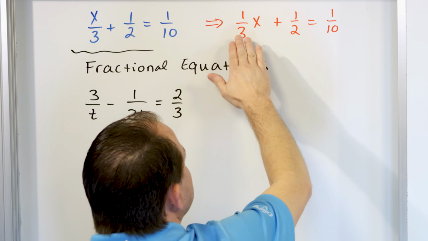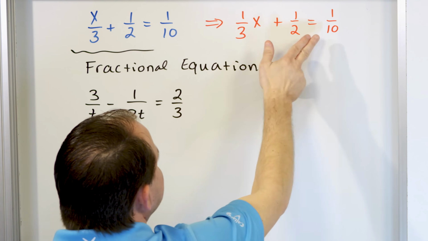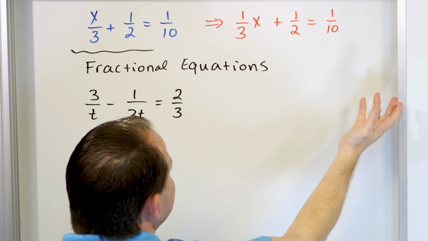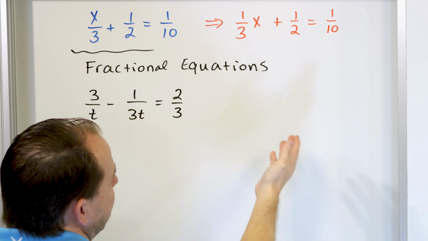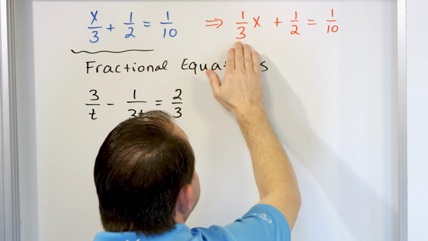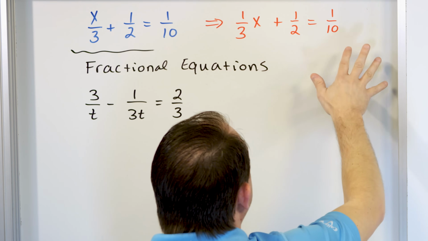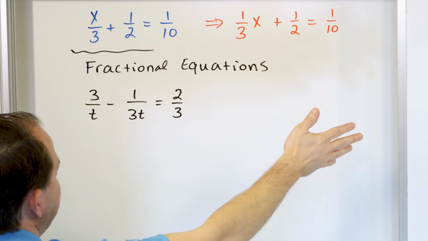So in order to clear away the denominators, all we had to do was pick a number. In this case, we said we'd choose 30, but you could choose another number that also would clear them. And then by multiplying by that number, you would clear all of the denominators because they would divide away, okay?